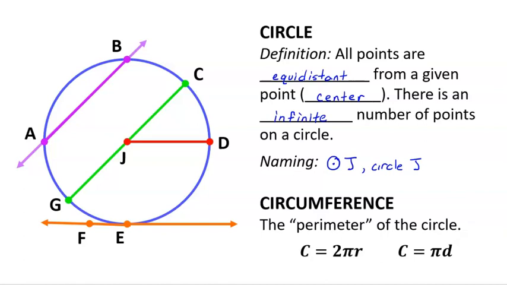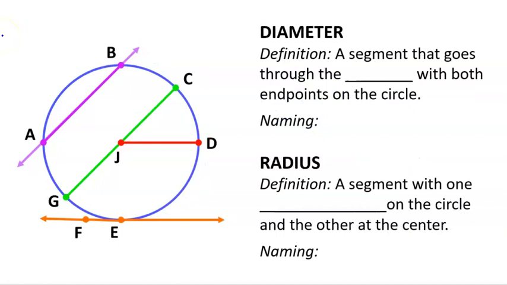We have circumference equals 2 pi r and circumference equals pi d. 2 times the radius is equal to d, so you can use the radius or the diameter. And so let's go ahead and label this as the center of our circle. Your diameter is going to be the segment that goes through the center and has both endpoints on the circle. So looking at this, we have GC would be the diameter.